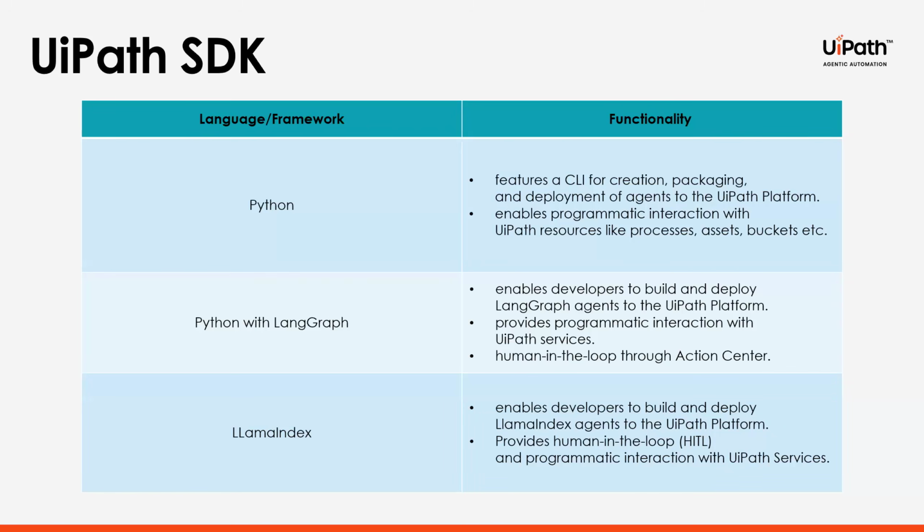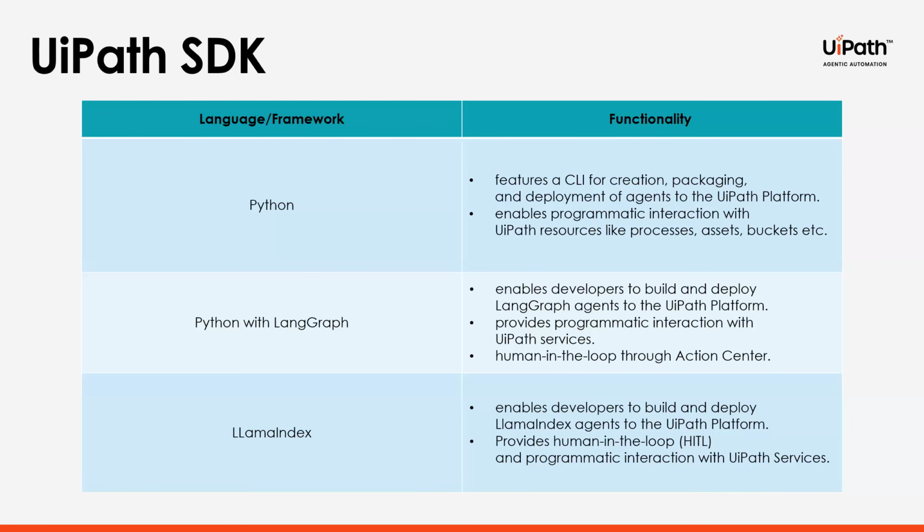If we look into Python with LangGraph, it enables developers to build and deploy LangGraph agents to the UiPath platform. It also provides human in the loop through Action Center. If we look into Llama Index, it enables developers to build and deploy Llama Index agents to the UiPath platform, and it also provides human in the loop with UiPath services.